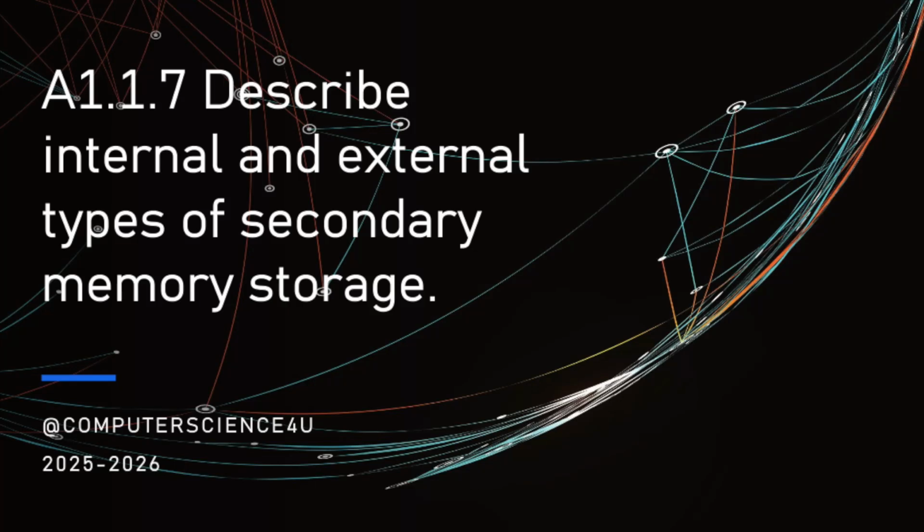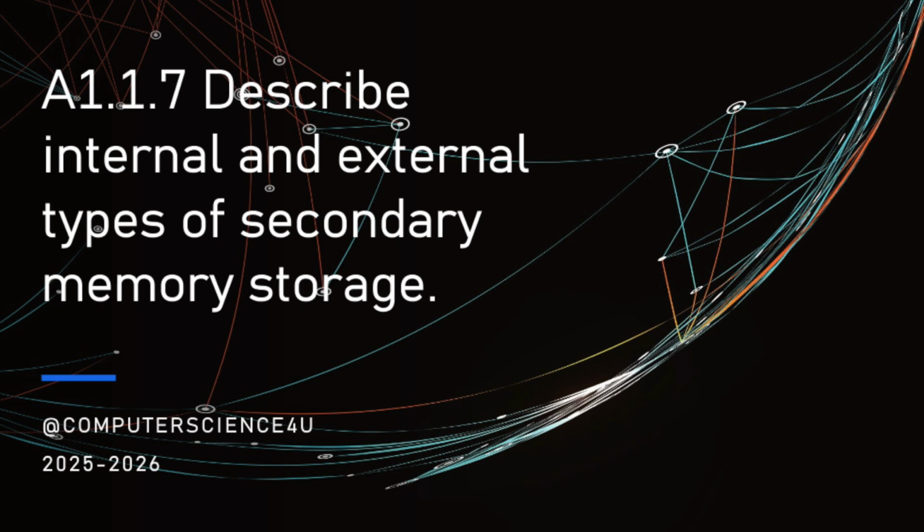Welcome back. In this lesson, we're going to be looking at syllabus point A1.1.7: Describe internal and external types of secondary memory storage. Now, you already looked at primary memory storage, which is basically RAM, ROM, cache, registers, and so on. And these are all directly accessible by the CPU. Secondary memory storage, on the other hand, is not directly accessible by the CPU. Data or instructions from secondary memory storage have to be transferred into RAM for the CPU to be able to access them. Therefore, most of the time, secondary storage is used for long-term storage and retrieval purposes.